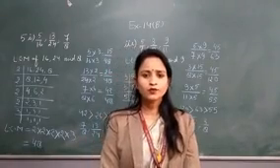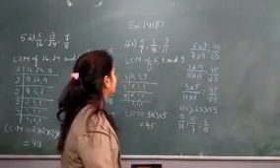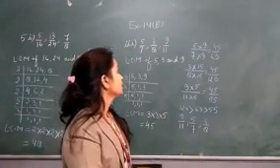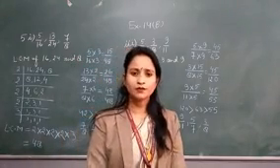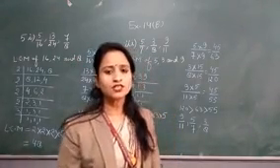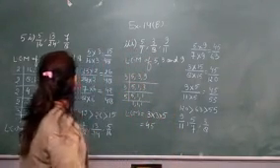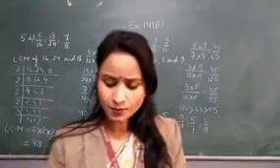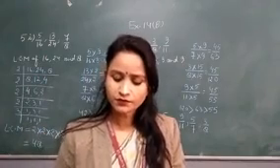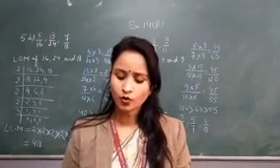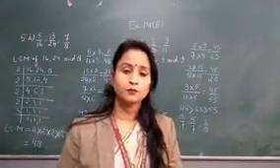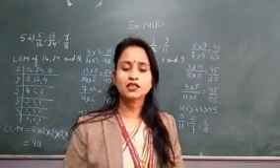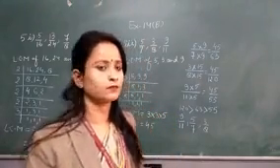Students, we were doing exercise 14B. Till question number 4 we have done. Today, we will start from question number 5. Okay? Question number 5 is, arrange the given fractions in descending order of magnitude. Means, we have to arrange the given fractions in descending order.